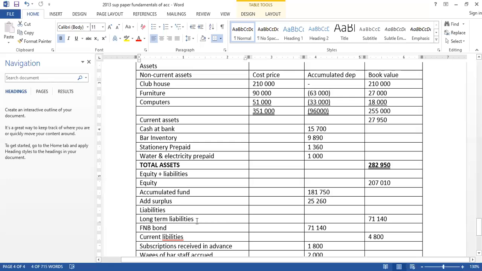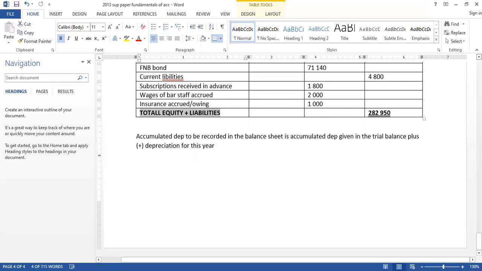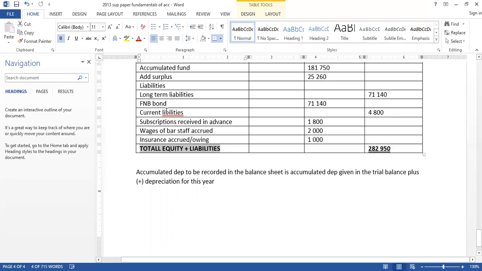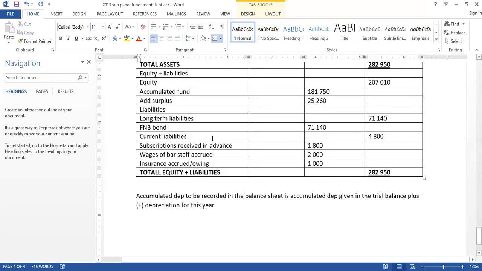Under liabilities, you have long-term liabilities. We said we have the FNB bond or FNB loan. Therefore, it's 71,140, and that is the only long-term liability that we have. So we record it next to long-term liabilities in the last column of the final amount. And then from there, we have current liabilities. In current liabilities, we have subscriptions received in advance, wages of bar staff accrued, and insurance accrued owing that came from our income and expenditure account. So we add them together, then we get our current liabilities amount of 4,800.